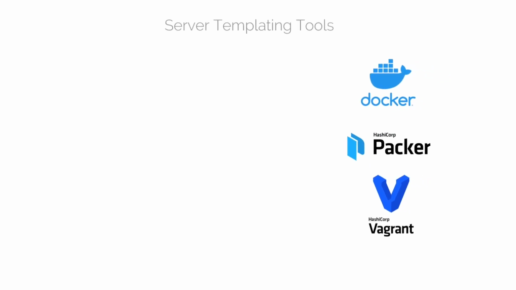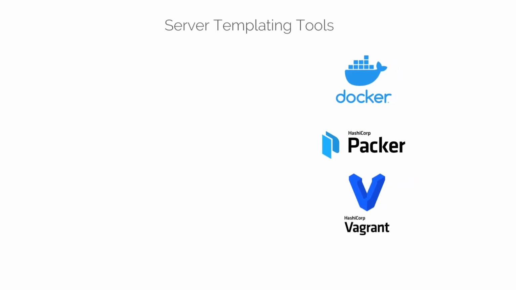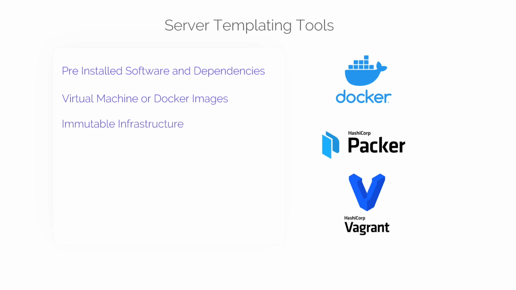Next, let's look at server templating tools. These are tools like Docker, Vagrant, and Packer from Hashicorp that can be used to create a custom image of a virtual machine or a container. These images already contain all the required software and dependencies installed on them. And for the most part, this eliminates the need to install software after a VM or a container is deployed. The most common examples of server templated images are VM images, such as those offered on osboxes.org, custom AMIs in Amazon AWS, and Docker images on Docker Hub and other container registries.